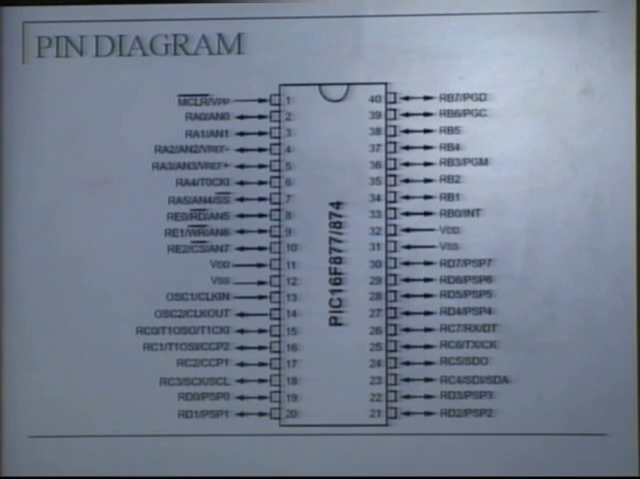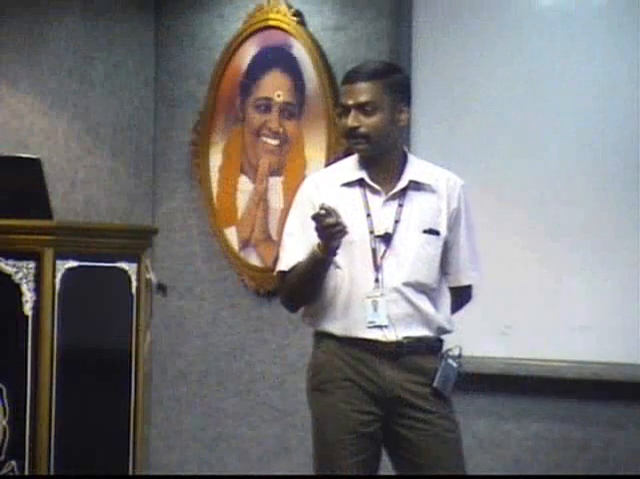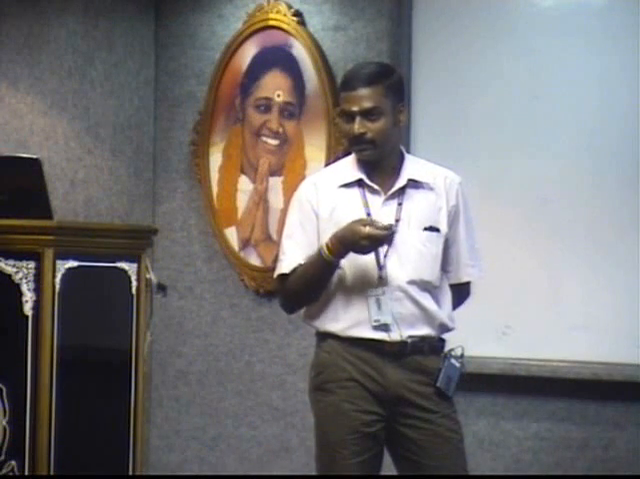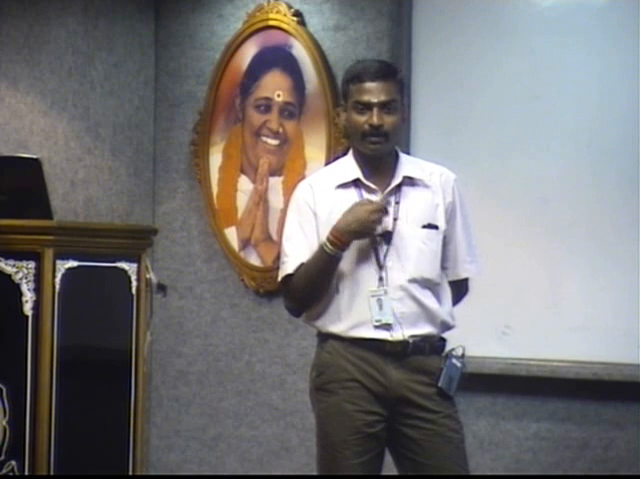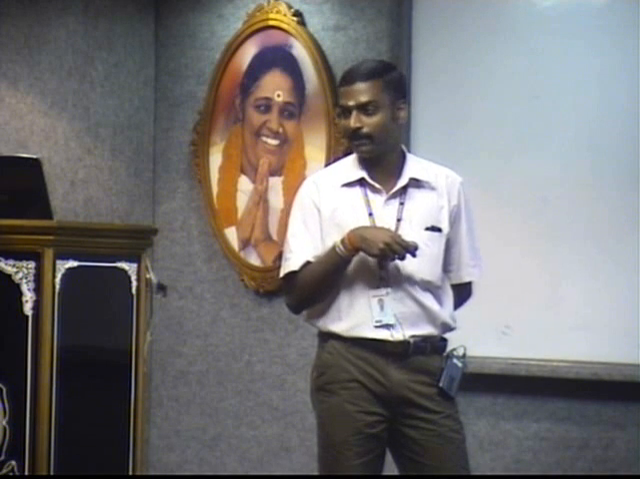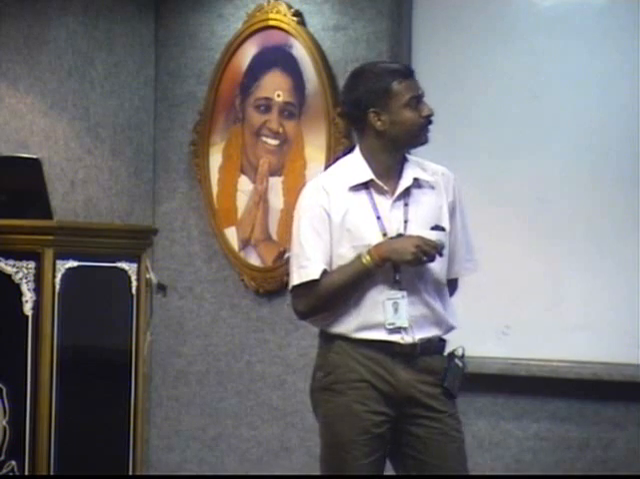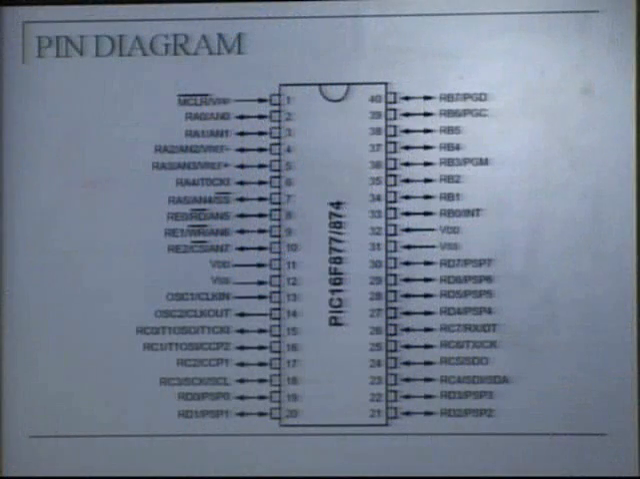So how will we identify whether it is port B, port A, etc.? And how much is the size of each port? Generally, all ports are of size 8-bit, because it is an 8-bit controller. All the registers are of size 8-bit. But here, port A is having 6 pins only. That is represented by RA0 to RA5. Port A is having 6 pins. Port B is having 8 pins.